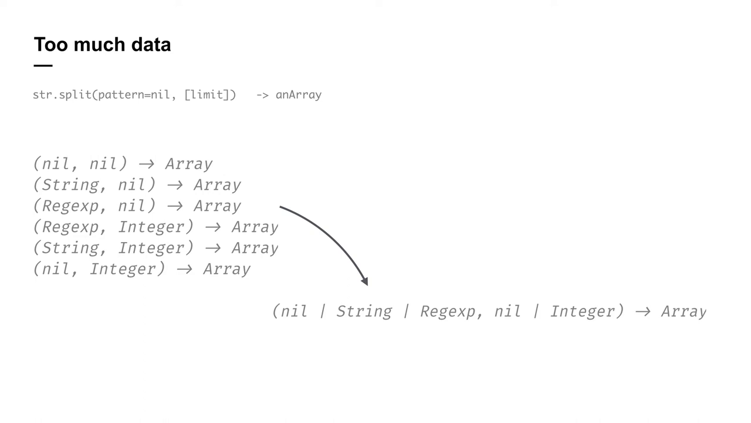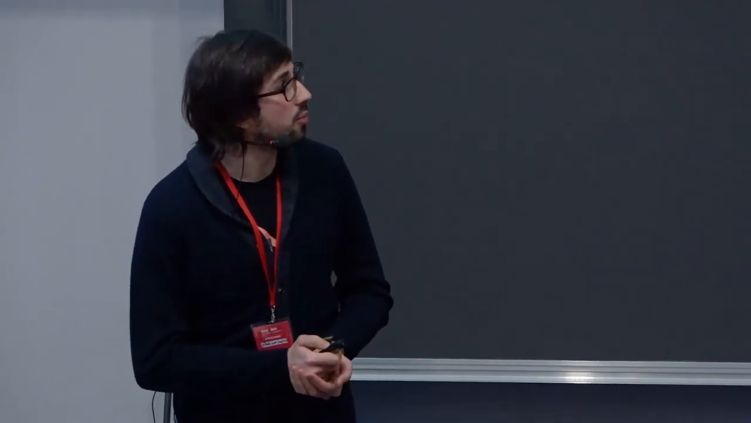If my profession was transforming type contracts into something readable, I would do something like that. Well, you may read it like sequences, for example, in YARD annotations. So it reads like that. The first parameter is nil or string or regex. The second parameter is nil or integer. And the return type of the function is always an array. Well, that's a better contract. Can we automate this process?